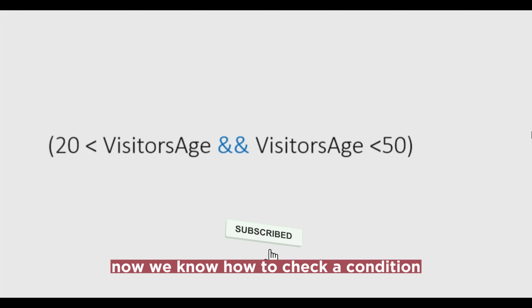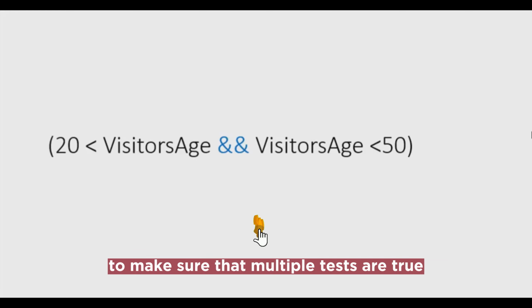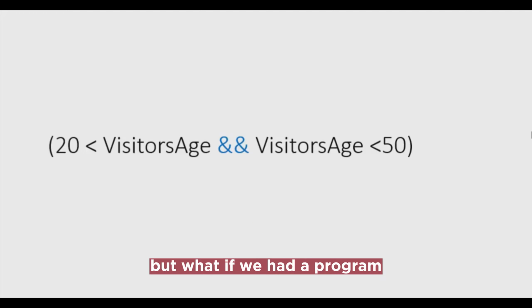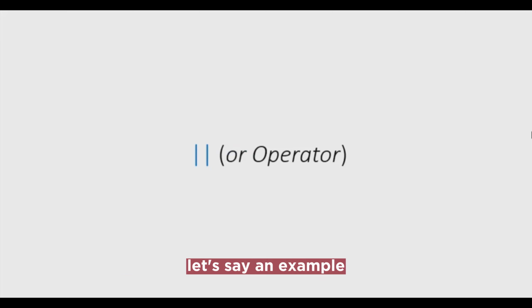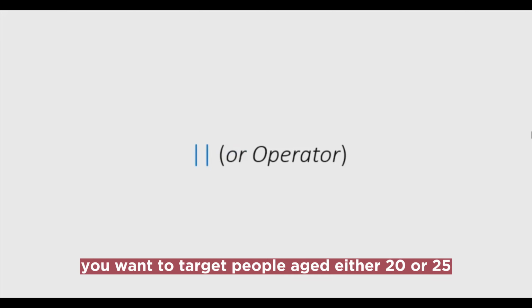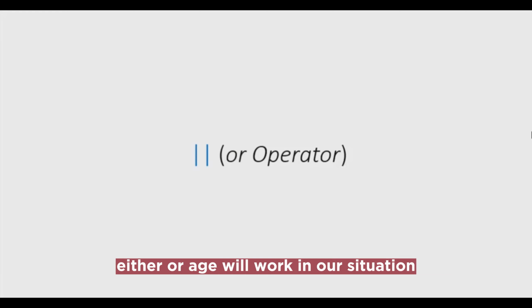Now we know how to check a condition to make sure that multiple tests are true in order for it to run. But what if we had a program and we only need one test out of, let's say, 3 to be true in order for it to run? For this, we would use the OR operator. Let's say an example, we want to target people aged either 20 or 25. Either age will work in our situation. So let's take a look at a piece of code that will actually work this way.